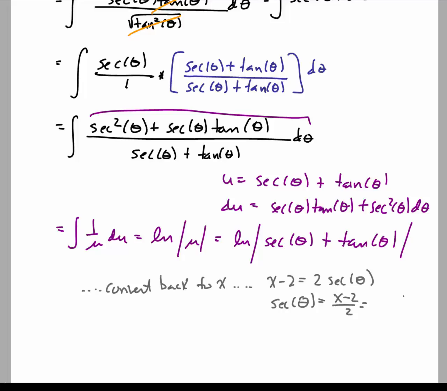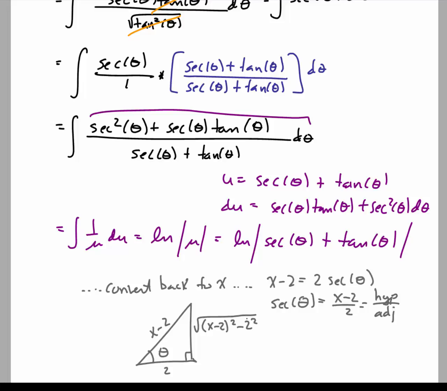Secant is 1 over cosine, so secant would be hypotenuse over adjacent, because cosine is adjacent over hypotenuse. So we go ahead and draw out our triangle. It's kind of our key to getting converted back. Always mark your 90-degree angle. Always mark your theta. And so hypotenuse would be x minus 2. Your adjacent leg is 2. And then the opposite leg is going to be, using the Pythagorean theorem, the square root of x minus 2 quantity squared minus 2 squared.